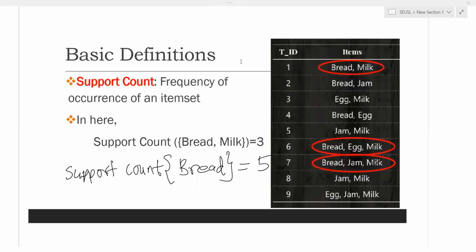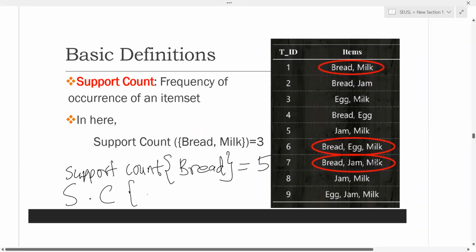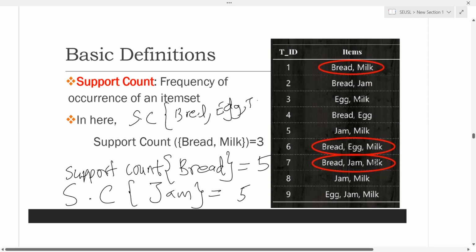Okay, someone tell me what is the support count of jam? Also 5. 5. Okay, now someone tell me what is the support count of bread, egg, and milk. How many?